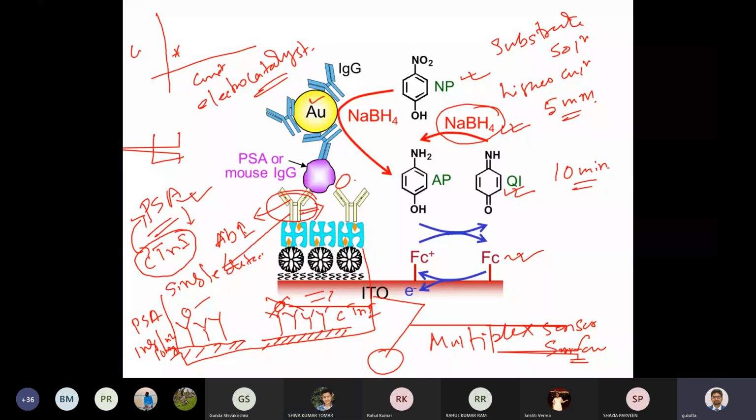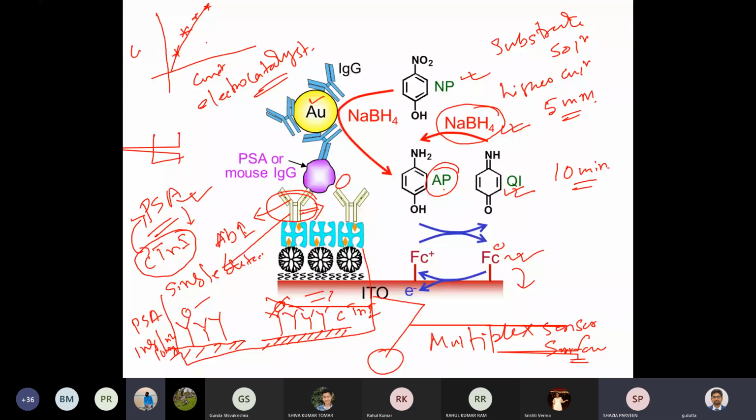Yes, sir. So more nanoparticles means more nitrophenol will be converted to aminophenol, correct? Yes, more aminophenol means more Fc+ will be converted to Fc0, right? So now, as on your surface there is so much Fc0, then you will get very high current, correct? Yes, sir. Then you will get high current. So you just put it here in the calibration curve. See, current versus concentration, you are making a curve. So 1 nano, 10 nano, increase to 100 nano, increase to 1 microgram, right? Okay. So then you just make it like this curve.